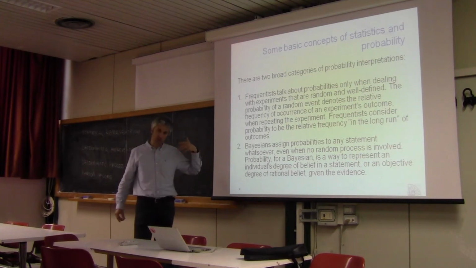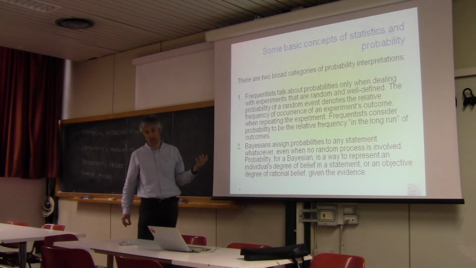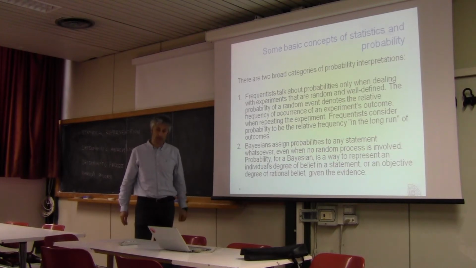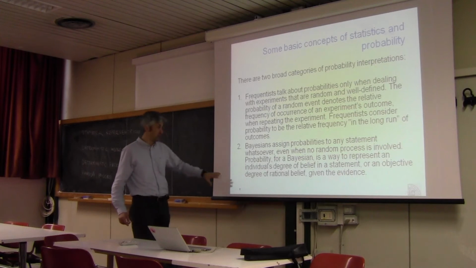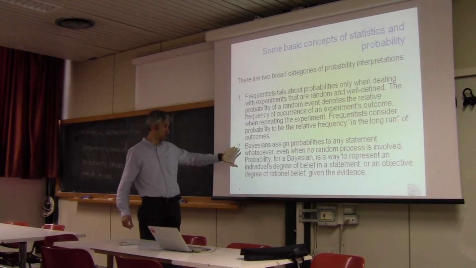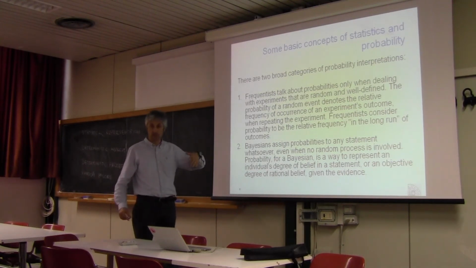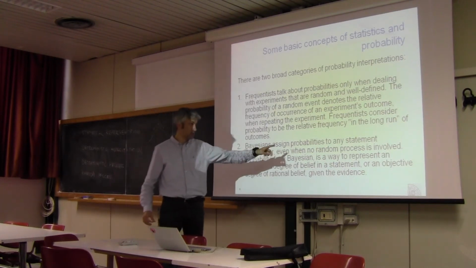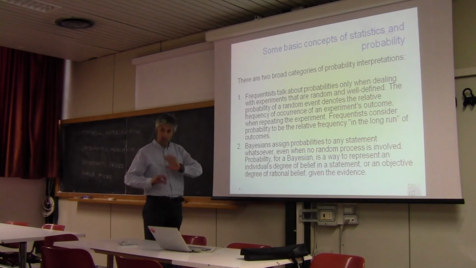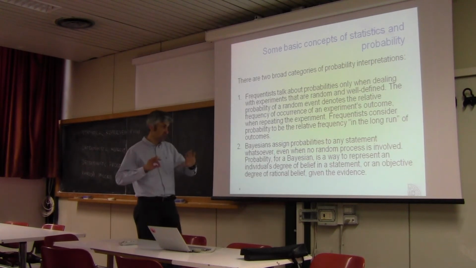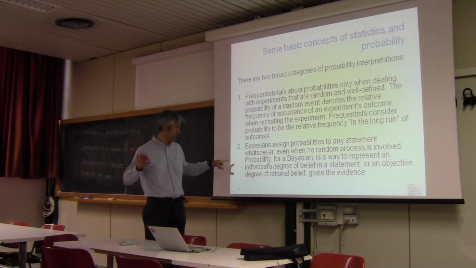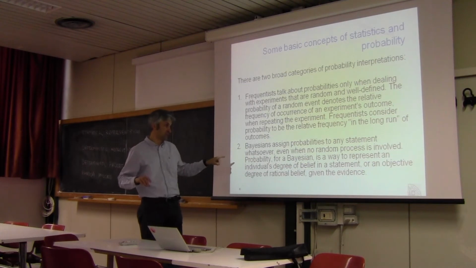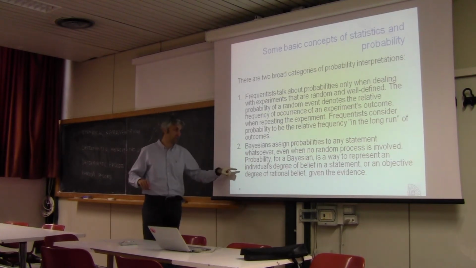Very often you hear about this term, even in engineering. So Bayesian approach, Bayesian theory, etc. It has to do with probability and therefore with statistics. And let's define it in this way. Bayesians, which means statisticians that like the Bayesian method, assign probability to any statement, any possible statement, even when no random process is modeled, and probability for a Bayesian is a way to represent an individual's degree of belief.